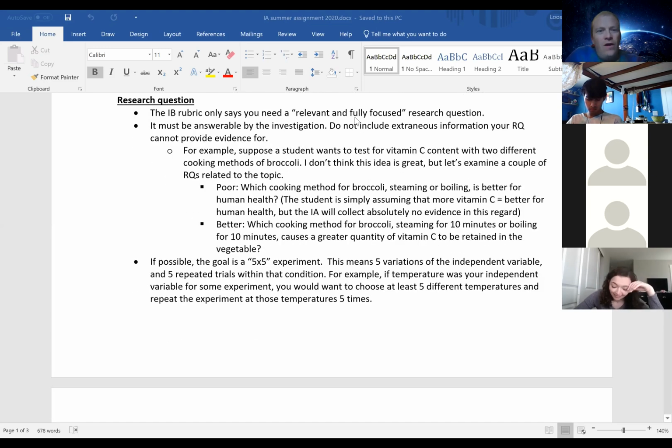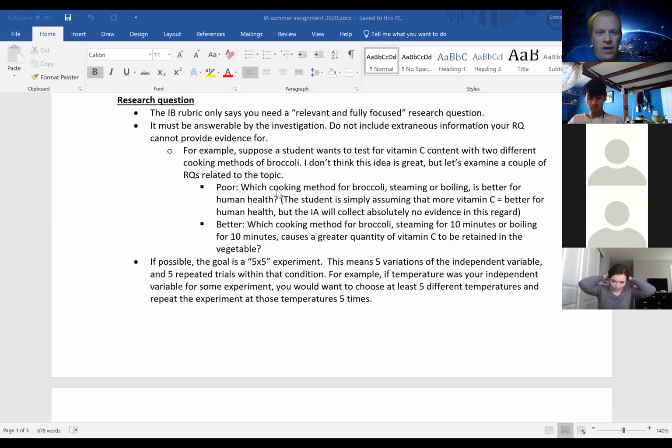So, relevant and fully focused. And there's some examples here. It must be answerable by the investigation. You shouldn't have extra information in there. So let's just think about a student who's thinking through what they want to do. A student wants to test vitamin C content for 2 different methods of broccoli. First of all, I don't think that's a great idea in the first place, but let's just think it through anyway. So a couple of RQs they could come up with.